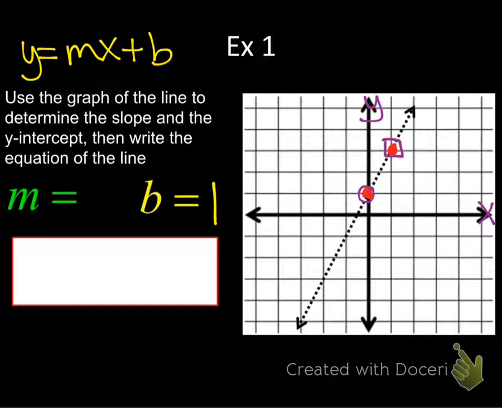Now, to find the slope of that line, am I going to start with the circle to find the rise over run, or the square to find the rise over the run? Circle. So my slope is going to be 2 over 1. Good.